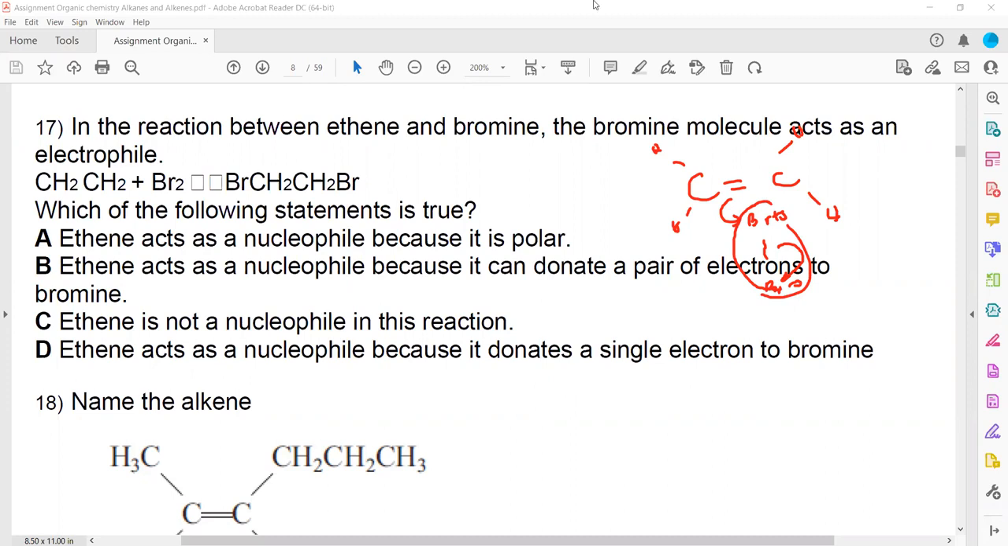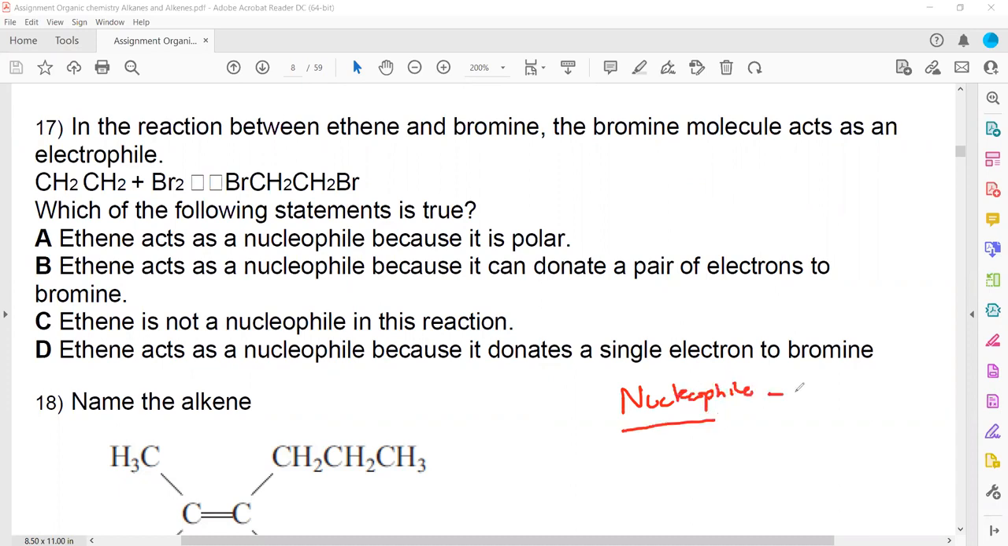And what is the meaning of a nucleophile? Nucleophile means nucleus loving group. The nucleus is positive, so if a substance is a nucleophile, it is attracted towards the positive. And if a substance is an electrophile, it means electron loving group, attracted towards the negative side or electron rich side.